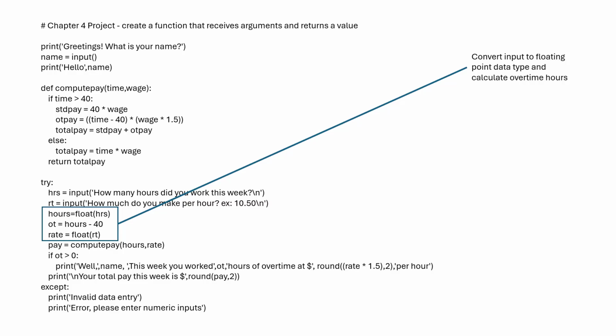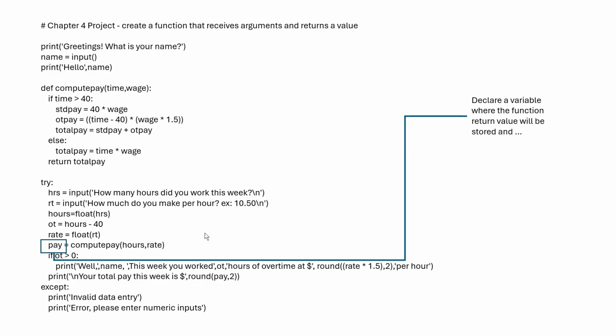Notice we also create another variable where we calculate any hours over 40 and store the results in a variable called OT. When we call the function, it will do its thing and then return the results of any calculation, so we need to declare a variable where we want that return value stored. In this case, we will use the variable name pay, which makes sense.